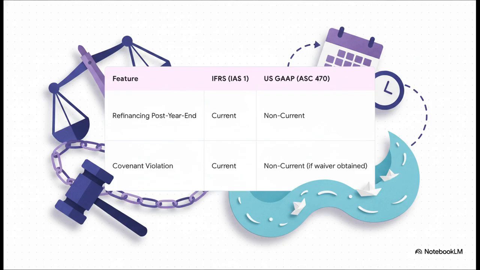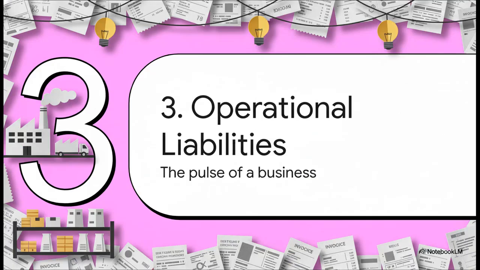Okay, so this table boils it all down for you. This is what you need to remember for your exams. IFRS is strict. It is all about the legal rights that exist at the reporting date. US GAAP is a bit more flexible. It allows events that happen after the reporting date to influence the classification. And what that means in practice is that a company can sometimes look a lot more liquid under US GAAP in these exact situations.